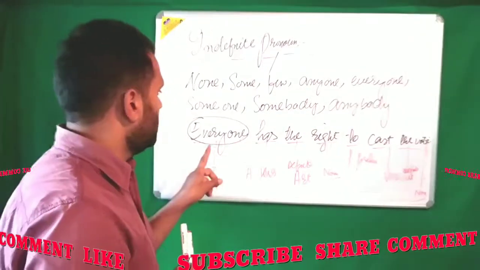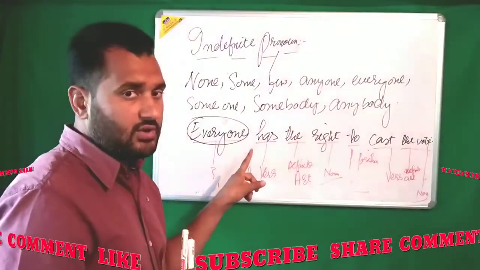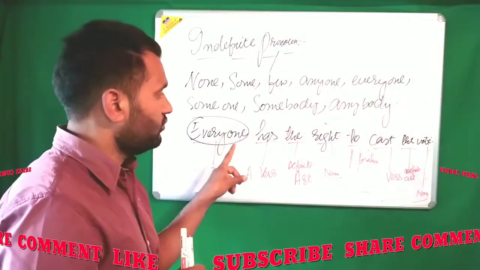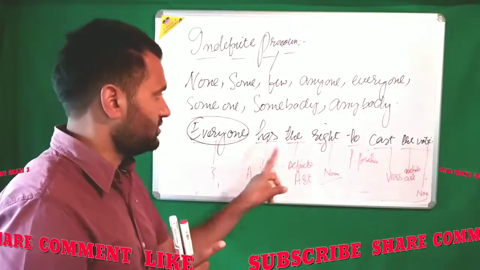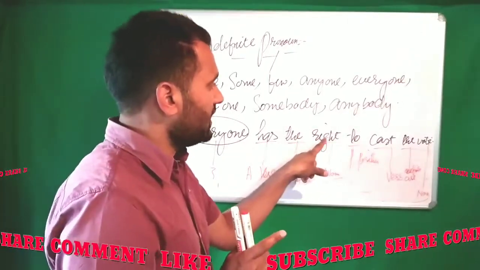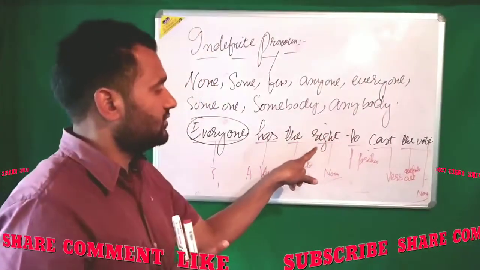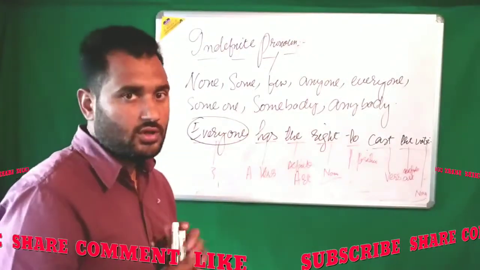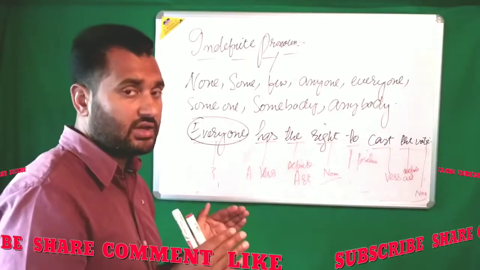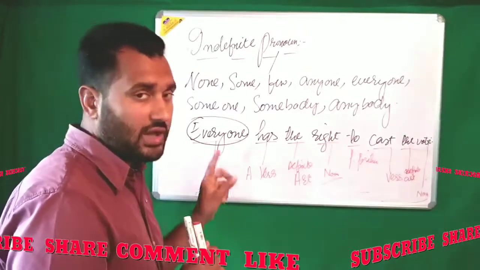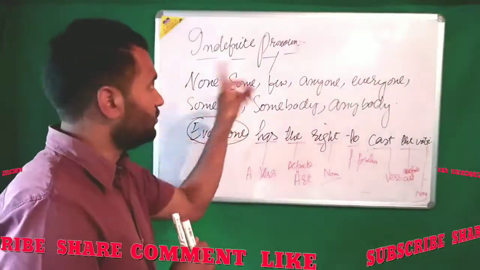Actually, we are supposed to use all the names of the persons, irrespective of gender, who have the right to cast a vote. But instead of that, we are using a single term, a single word, everyone. So everyone is actually the pronoun.